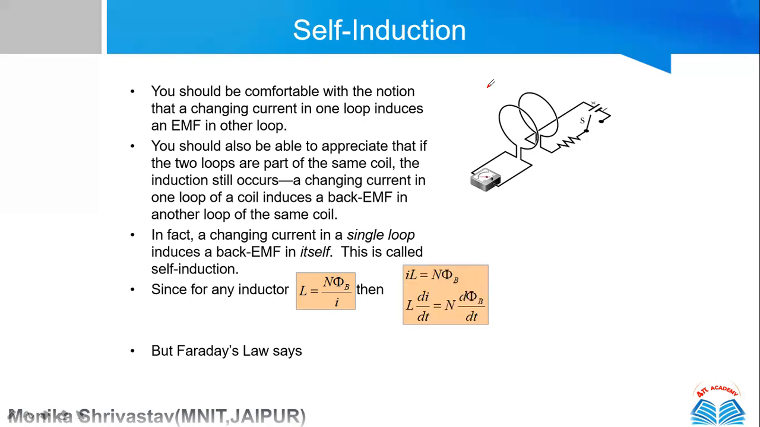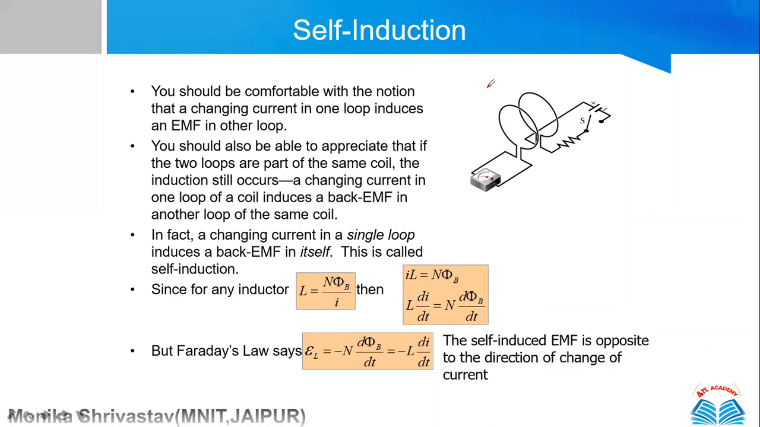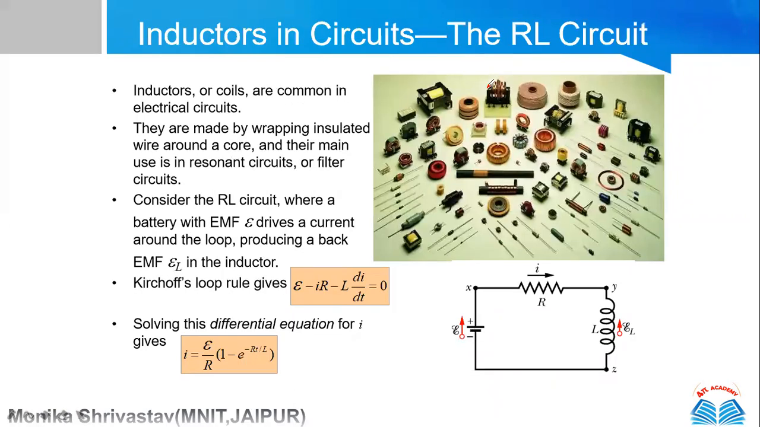So for any conductor, the inductance L equals to N phi B over I. And for the current I, we can get I L equals to N phi B, and we can also write L di over dt equals to N d phi B over dt. And using Faraday's law, we can write epsilon L equals to minus N d phi B over dt equals to minus L di over dt. So this is for self-inductance. The self-induced EMF is opposite to the direction of change of current.